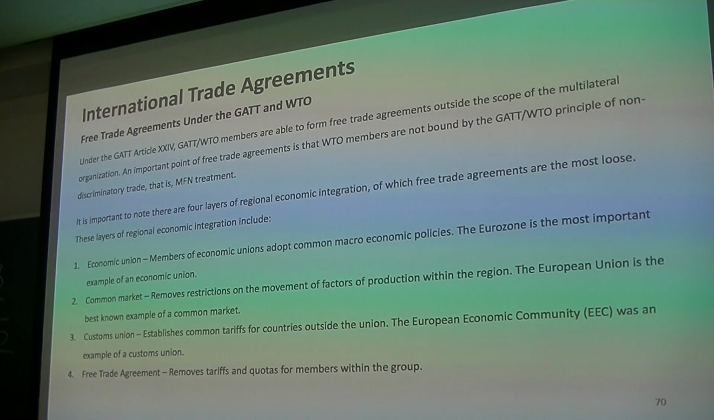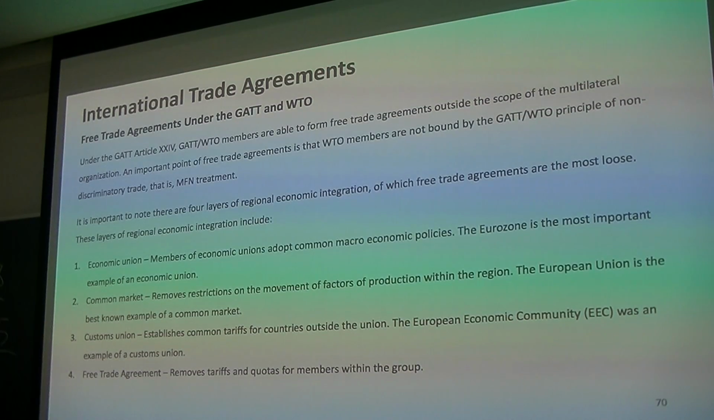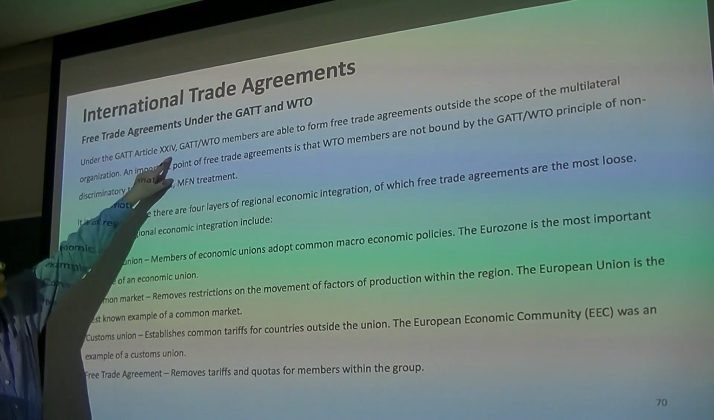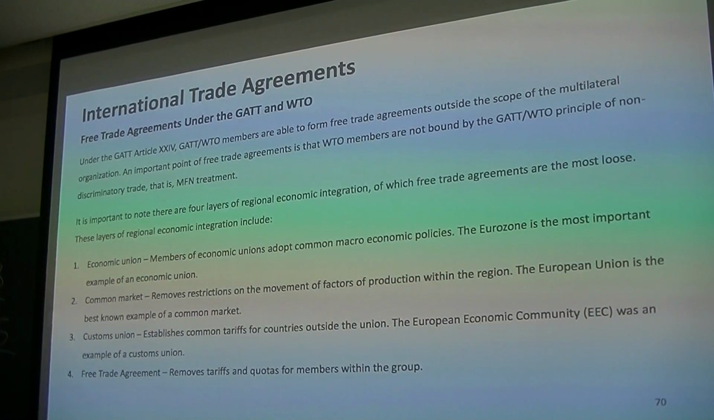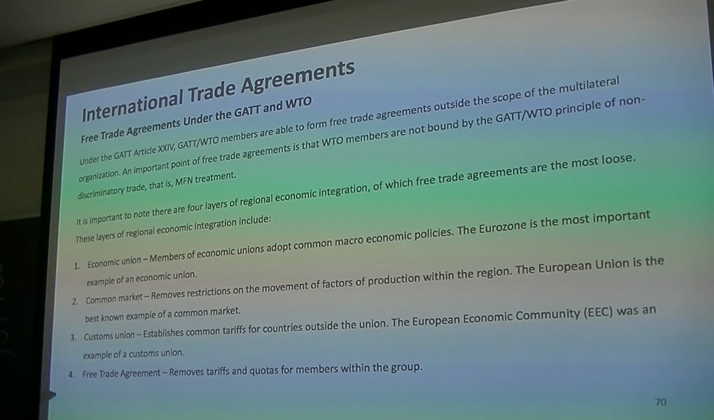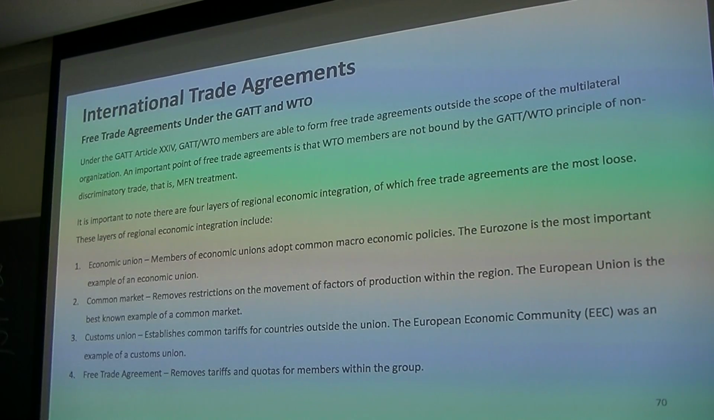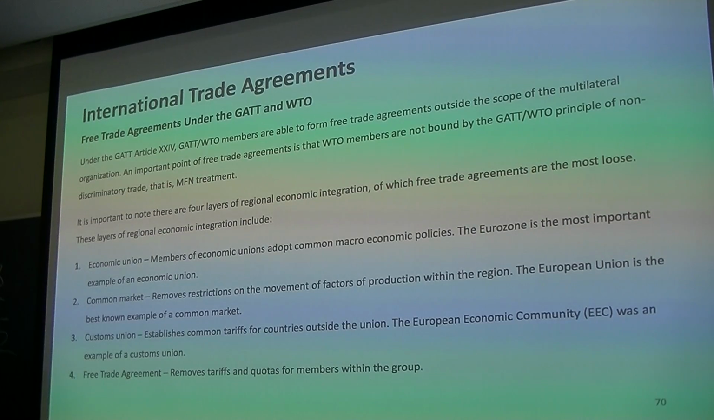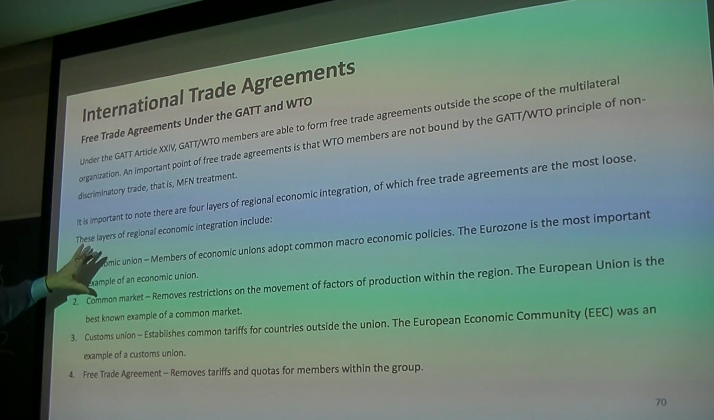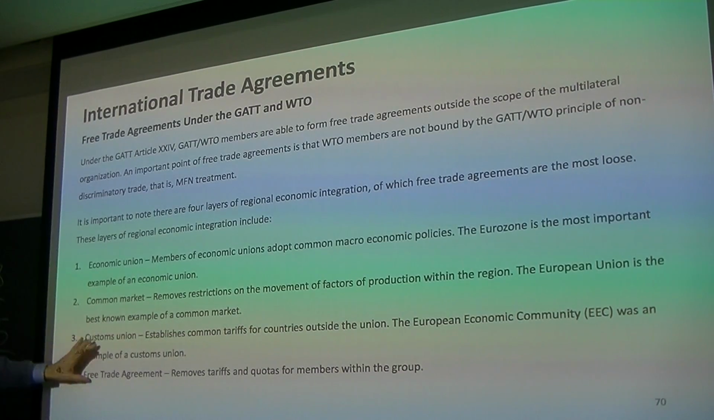trade agreements. Under the GATT, Article 24, the GATT and the WTO members were able to form treaty agreements. Countries are given permission to form free trade agreements. Since they have that freedom, and since it's difficult to make agreements within the big organization, not surprisingly, that's what we've seen. And so let me just point out what each of these are.